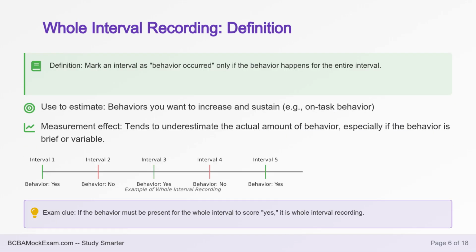Whole interval recording means you only mark an interval as behavior occurred if the behavior happens for the entire interval with no breaks. If the behavior stops at any point during that interval, the interval is scored no. We usually use whole interval to estimate behaviors we want to increase and maintain over time, such as on-task behavior, sustained engagement, or appropriate sitting. Because the standard is so strict, this method tends to underestimate the actual amount of behavior, especially if behavior is brief or comes in bursts. On the exam, anytime the stem says the behavior must be present for the whole interval to get a yes, you should immediately think whole interval recording.